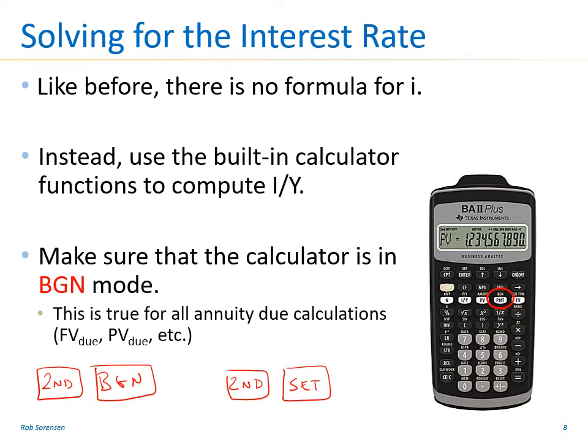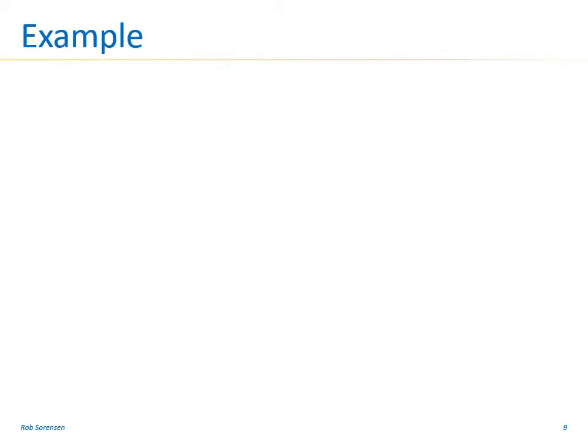Once you put it in begin mode, it'll show a little BGN in the upper right hand area of your screen just to remind you, and that'll stay there. So the key thing, of course, when we're doing lots of problems, especially on an exam, is to make sure you check that you have it set in the right mode for the particular annuity that you're dealing with. It's just that easy. And once we've got that, we can just go ahead and solve for I or anything else.